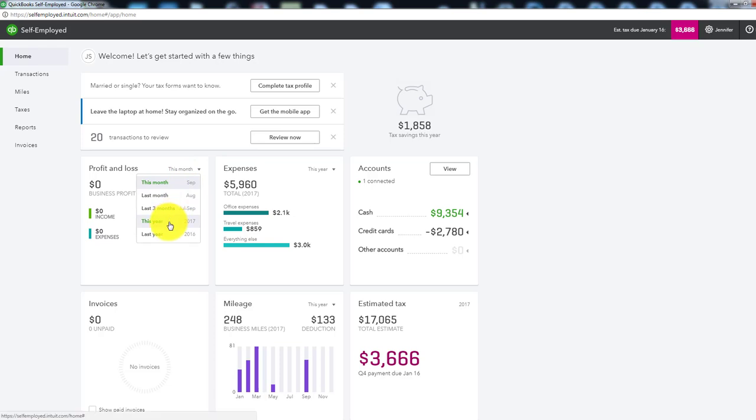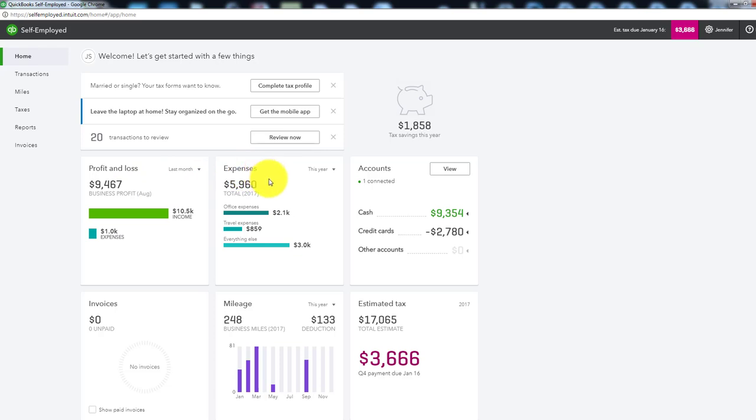So let's say how much you've made for the entire year. So for example, for this year, which is 2017, you have made a total of $46,258. For last month, which was August, you made $9,467. So it just tells you for any given period how much you have actually profited.